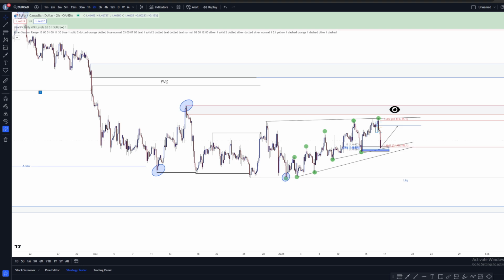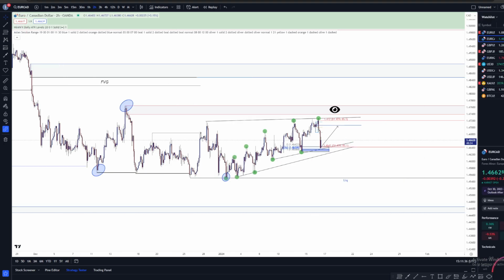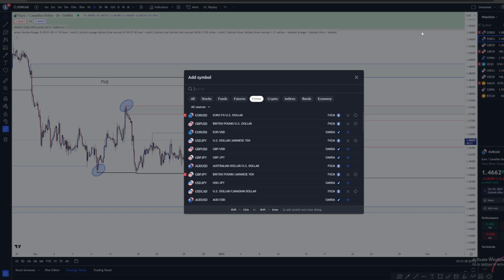So what I'm going to be doing now is going over to a random pair that I have not looked at, and I'm going to be doing the analysis from start to finish. So let's go over here to the right. We're going to be going to forex, and I'm just going to be scrolling up and down and just pause on a random pair, and let's see what we get.